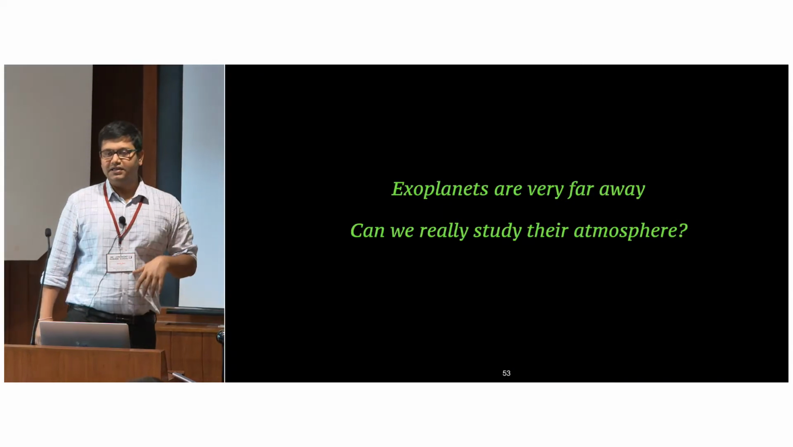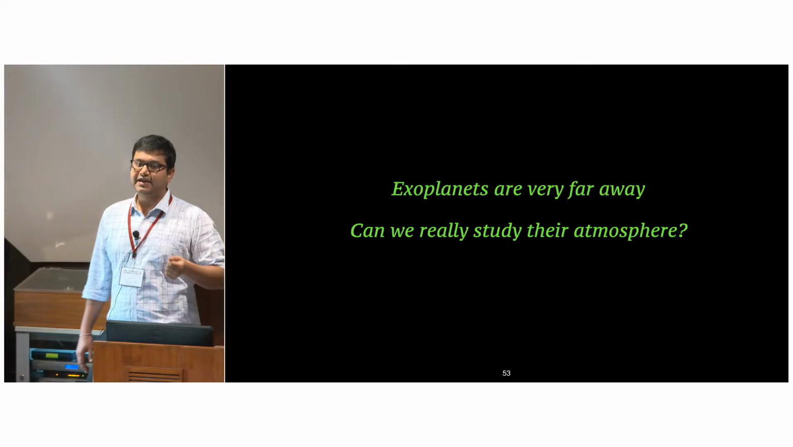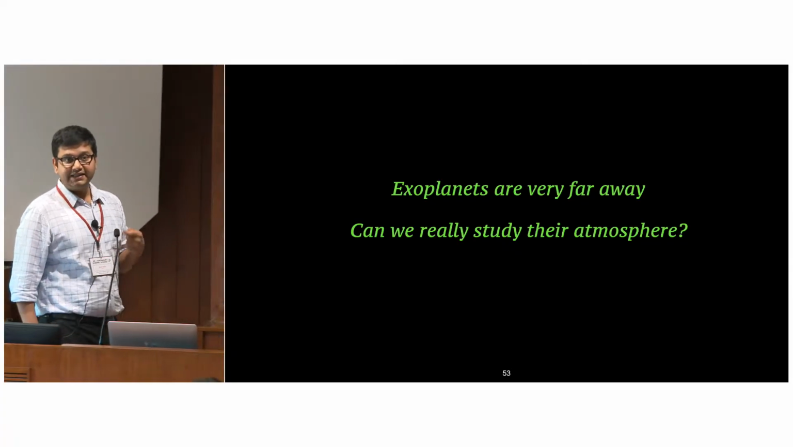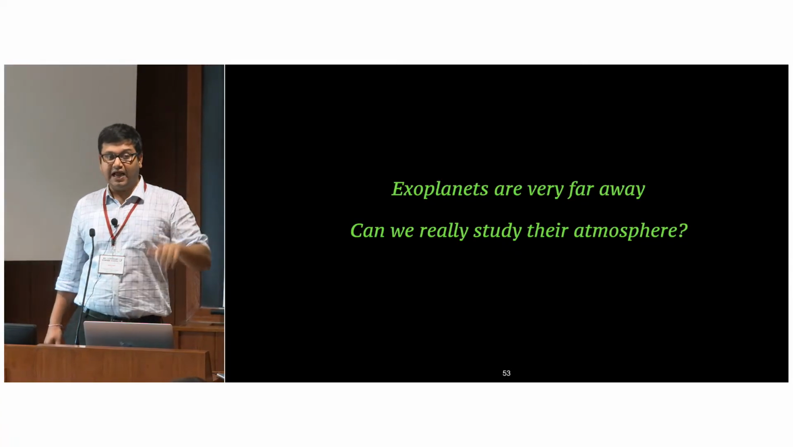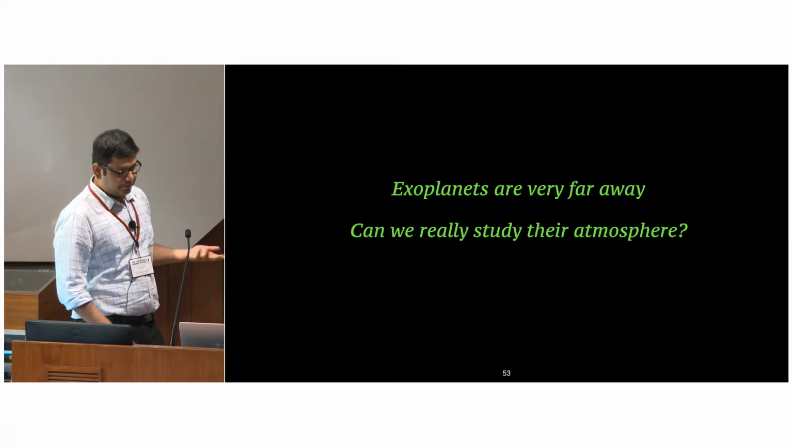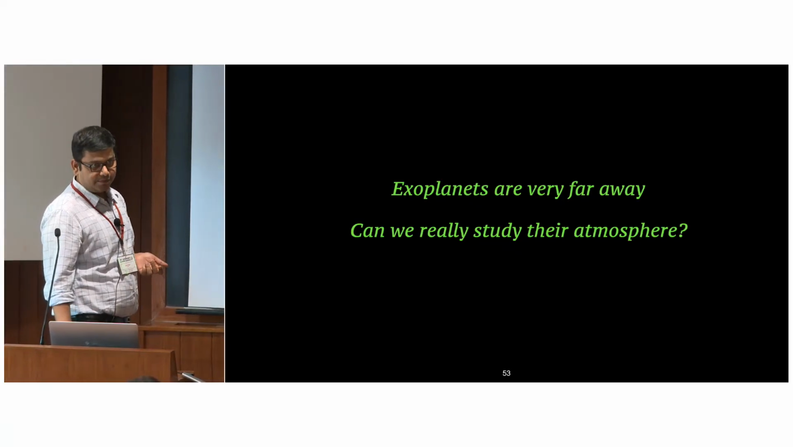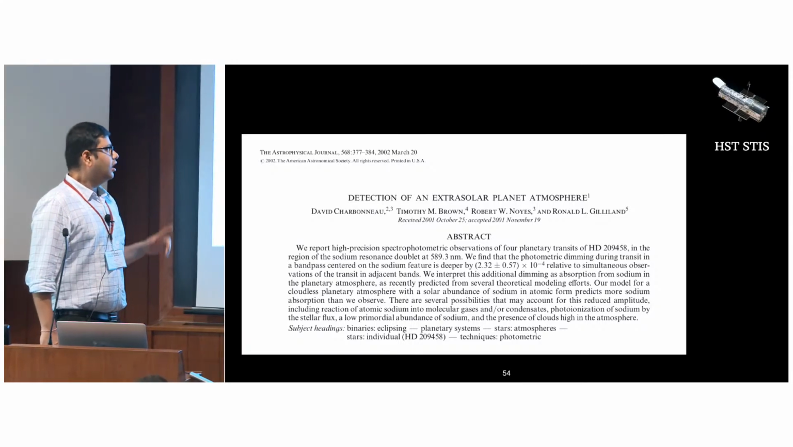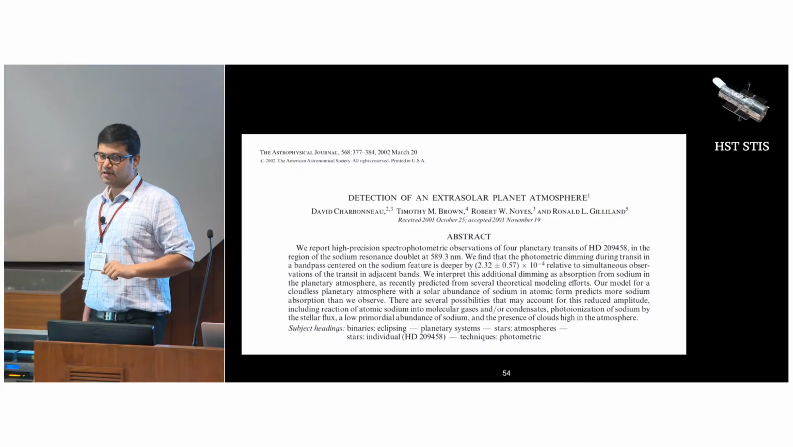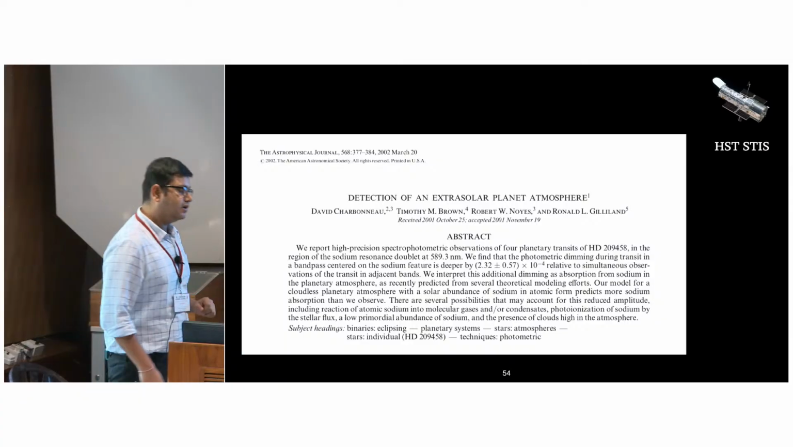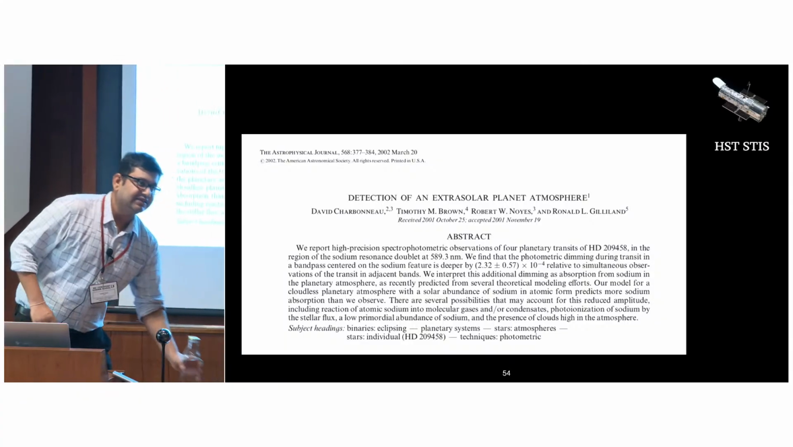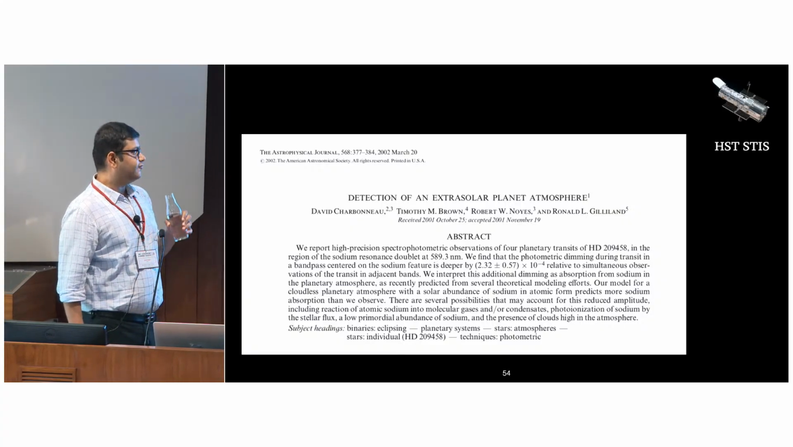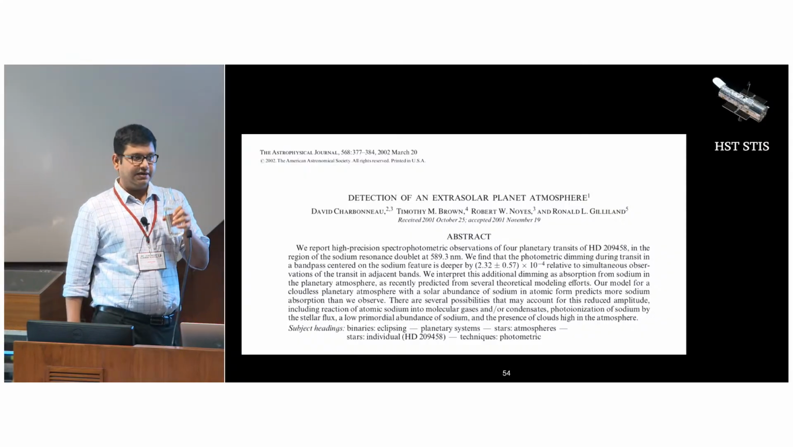Okay, so earlier I was telling you about detection of exoplanets. Now, detecting exoplanets itself was challenging. Studying their atmosphere, which is just a small part of it, is much more challenging. Exoplanets are very far away, so can we really study their atmosphere? The first study of an exoplanet atmosphere was done in 2002. This was the first paper that detected an atmosphere in an exoplanet. In this case, they detected a sodium feature in HD 209458b, a hot Jupiter exoplanet.